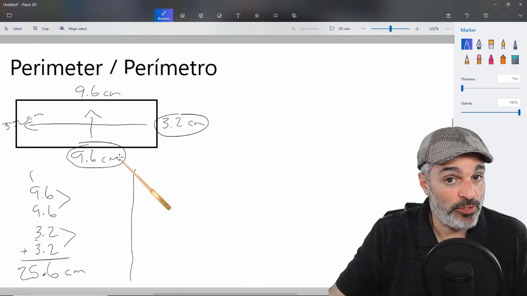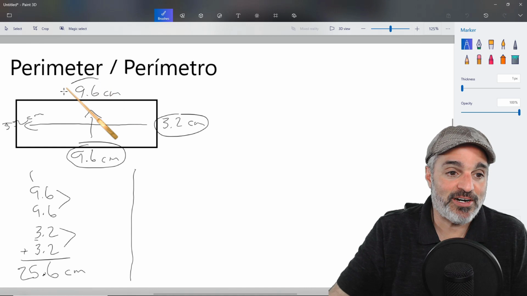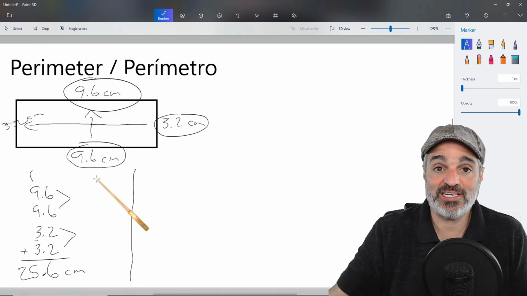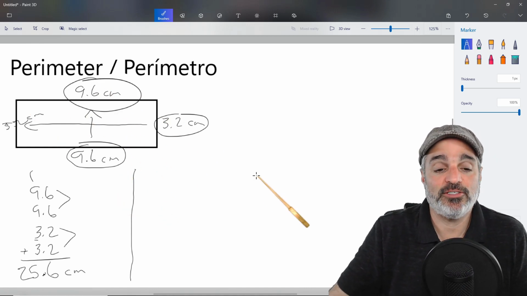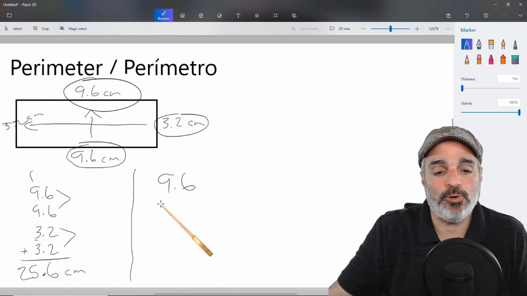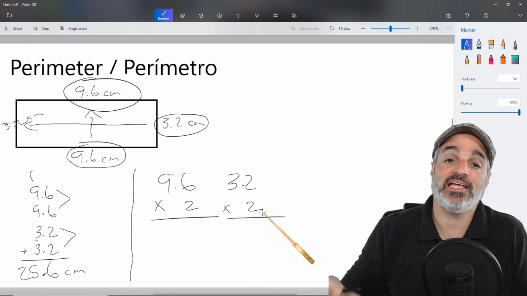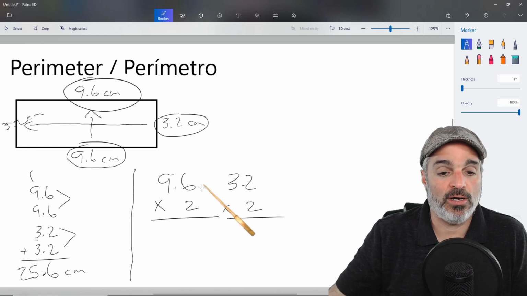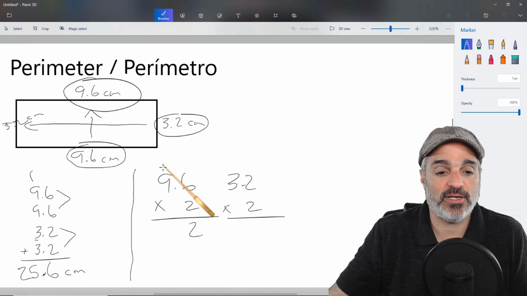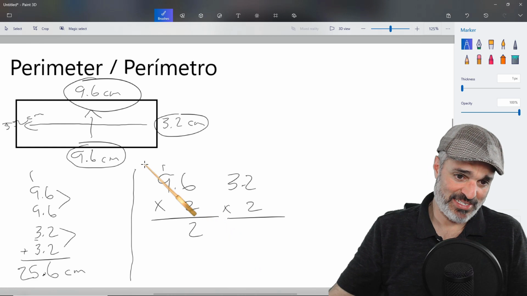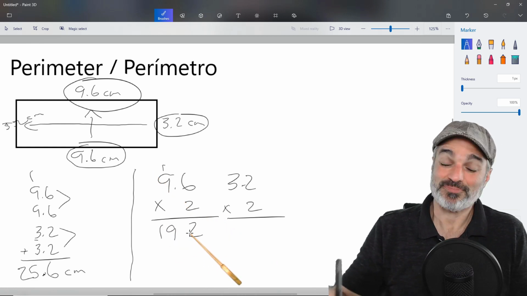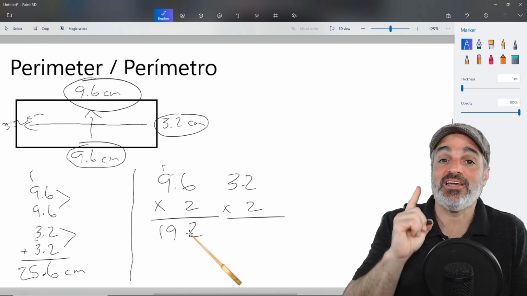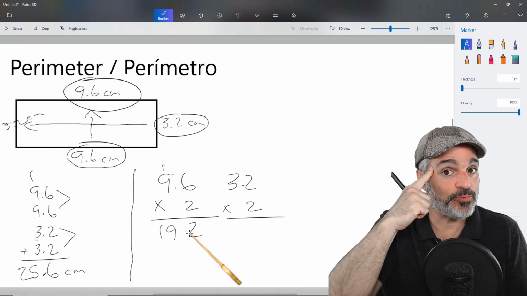The other way that you could have done this is because you figure out that 9.6 and 9.6, you have it 2 times, the same value 2 times. So you can do 9.6 times 2 and 3.2 times 2, and then you can add these two results. So let's see. 6 times 2 is 12. Carry the 1. And 2 plus 9 is 18. And 1, 19. And in this case, because we're multiplying, let's remember the rule.